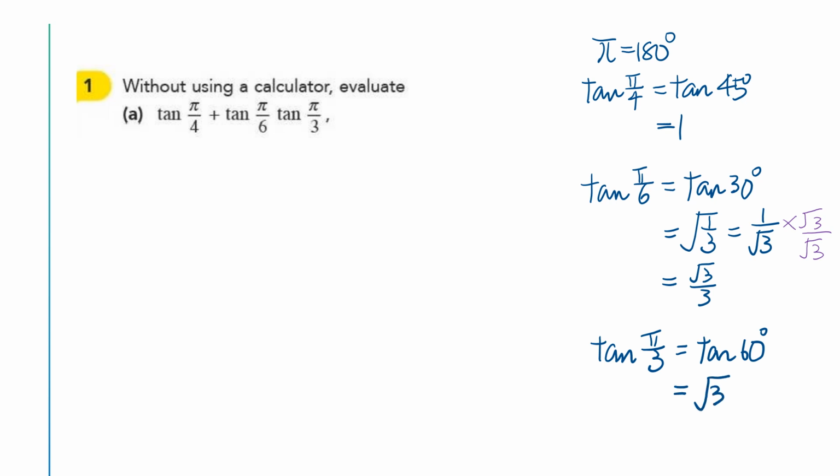You will get, sorry, for tangent 60, you will get 1.732 blah blah blah. So I need to press the x squared on the calculator to get 3. But I need to square root it, right? Because 3 is the answer for the square of tangent 60. So tangent 60 will be square root 3. Okay, so with all these values, I'm going to plug into the question.